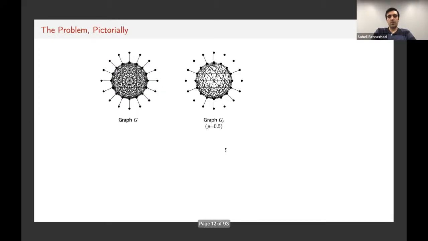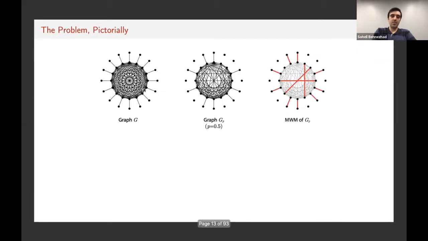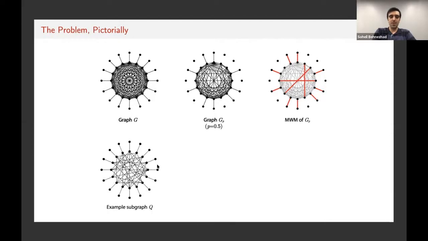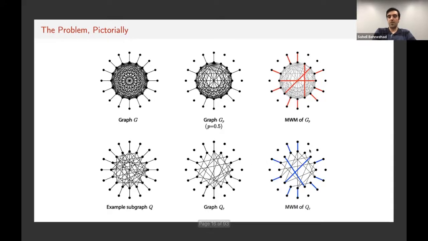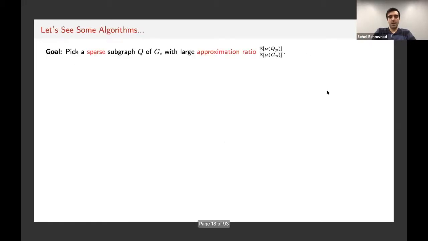Pictorially, we are given this graph G. This is a realization of G, including each edge with probability, in this case, half. And this is a maximum weight matching of the realization G_p. We have to sparsify G to a subgraph Q, such that if we look at the realization Q_p, the maximum weight matching of Q_p compares well in weight to the benchmark, which is the red matching. Let's see some trivial algorithms.